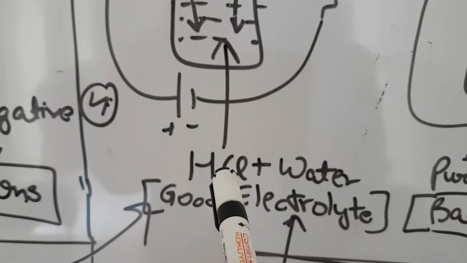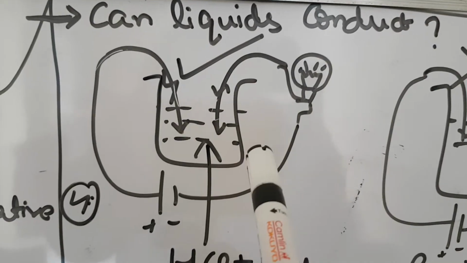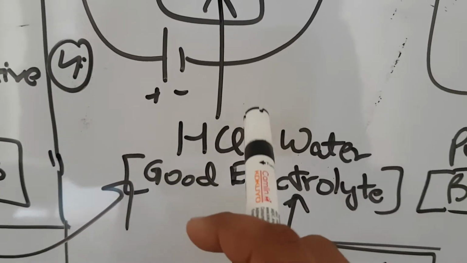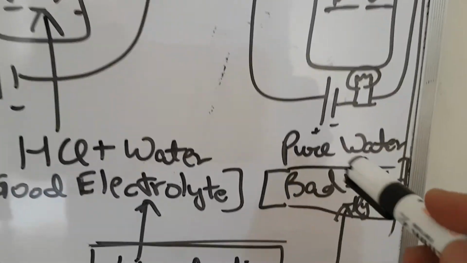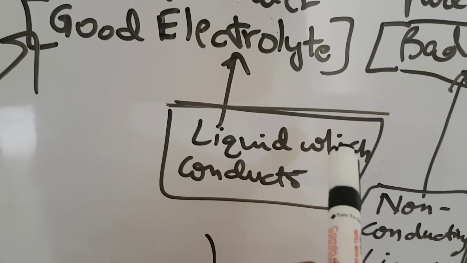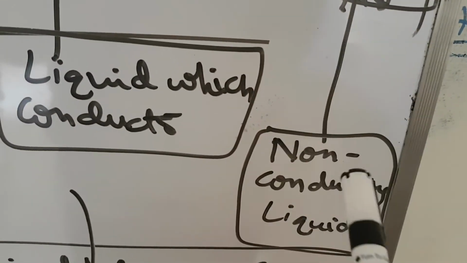But in the case of HCl, that is hydrochloric acid plus water, it allows the current to flow through the circuit. That is why this is known as a good electrolyte and water is known as a bad electrolyte. Now, what is an electrolyte? An electrolyte is a liquid which conducts electricity, and a bad electrolyte is a liquid which does not conduct electricity.